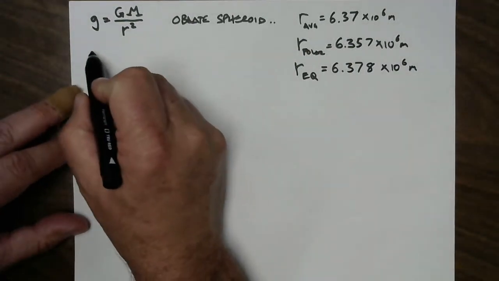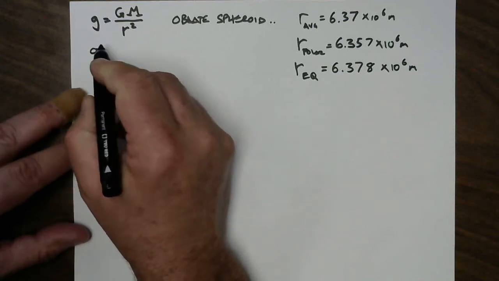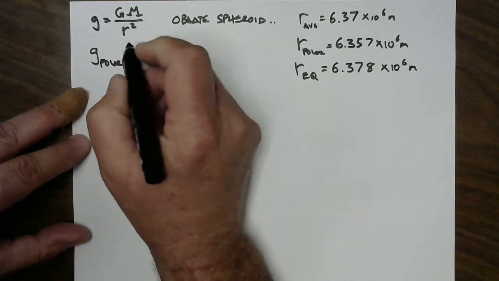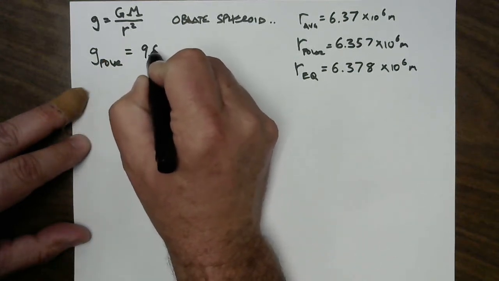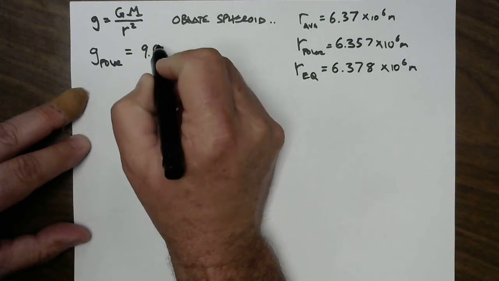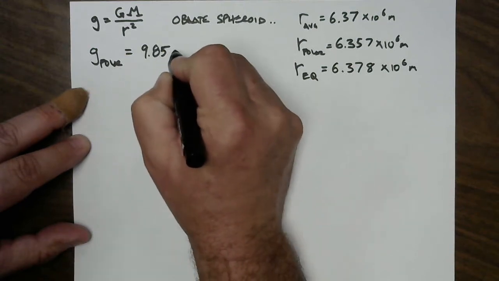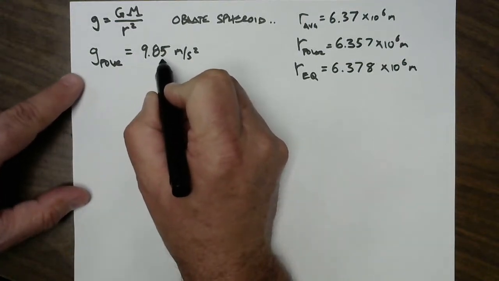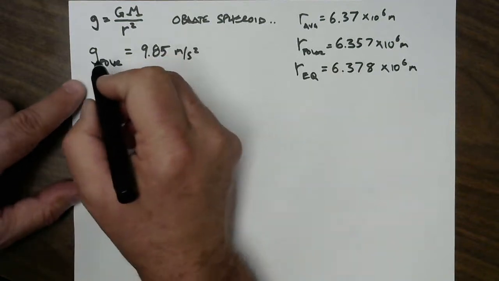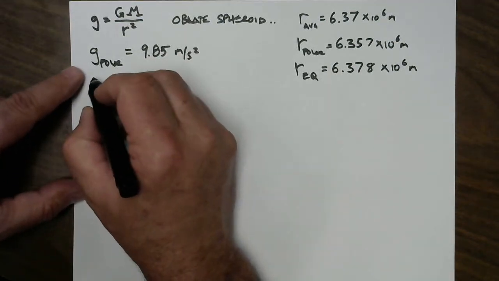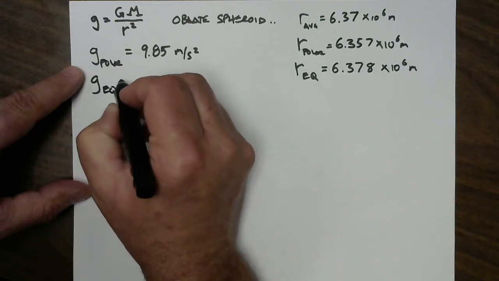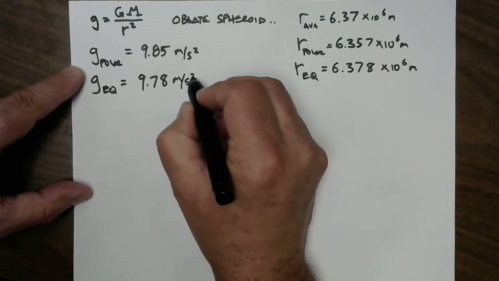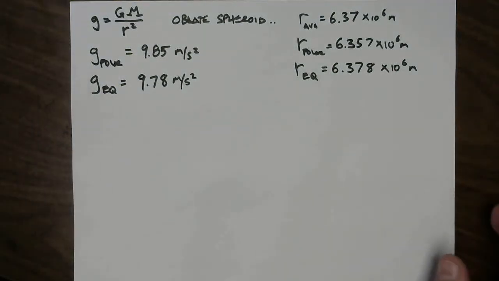So if you put in the polar amount, then what you're going to get is 9.85 meters per second squared. So much stronger attraction due to gravity. Well, it's got a 5 in the third decimal place when you're at the poles, because you're a little closer to the center of the Earth. And the equatorial number is 9.78. So if you want to lose weight, you could just go stand on the equator.